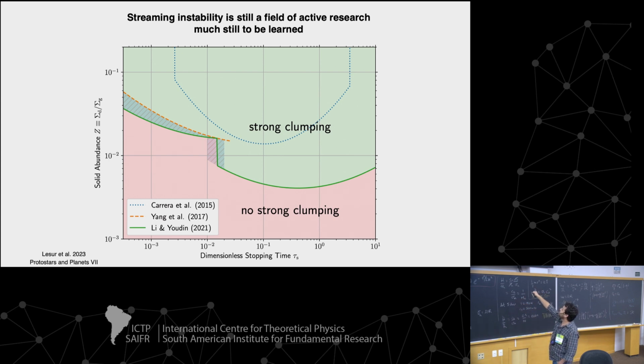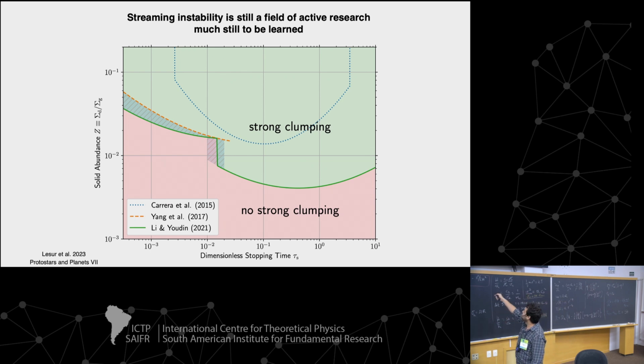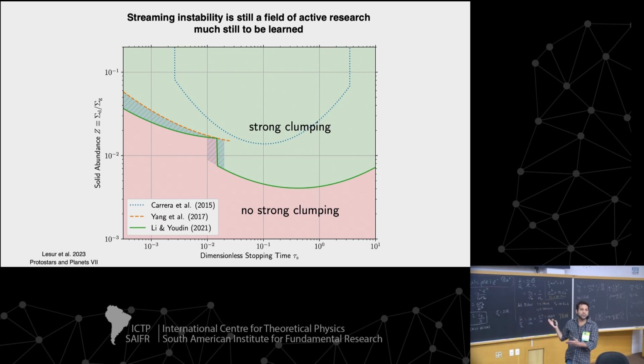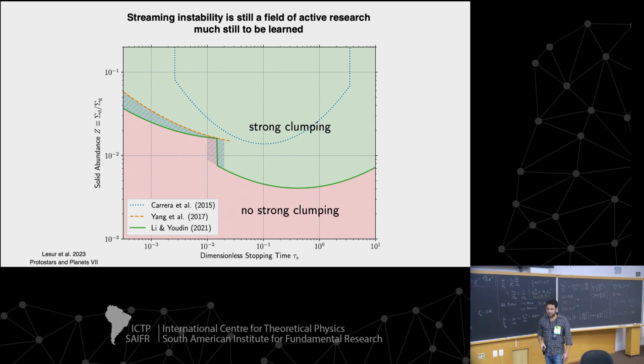This was the first boundary that was found here in 2015. And as you see, that spelled trouble, because this boundary was not even reaching the metallicity of the sun, 10 to the minus 2. So you seem to need more metals than what is available, even in the sun, to make that work. This work here found that you could extend the boundary towards smaller grains by calculating longer and using smaller dust grains, but not really push it down. And this work from 2021 found that you can actually push this down if you change the boundary condition in the box. So it's still a field of active research. Come back in 1 year, this plot will be different. So we're still working on it.